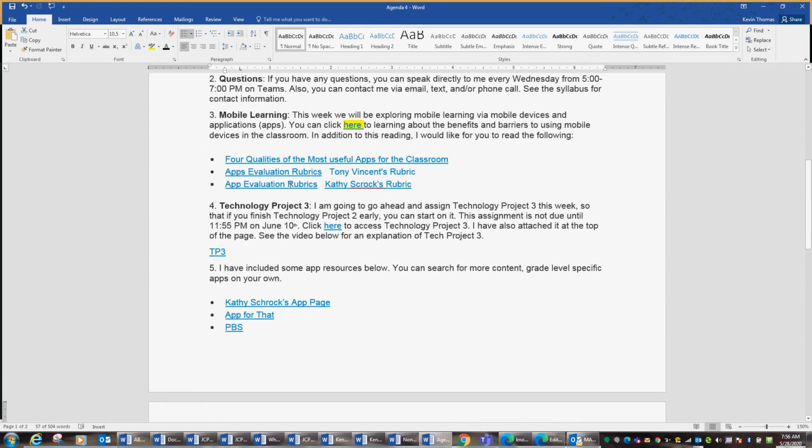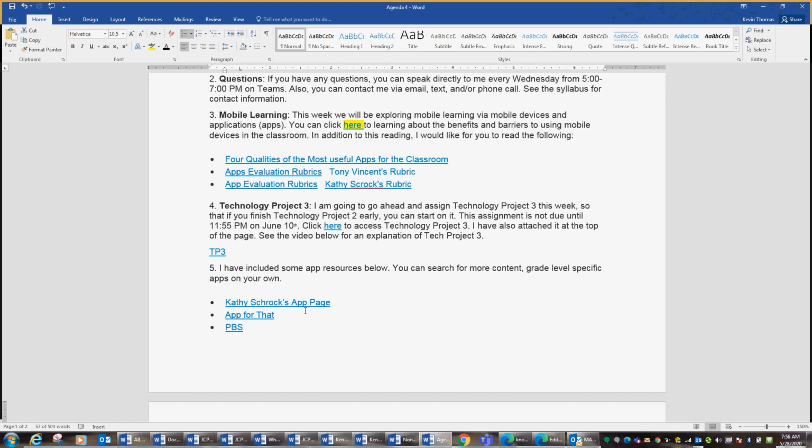So in addition to reading these, number 4, I'm going ahead and introducing Technology Project 3. I know you're still working on Technology Project 2, but for those of you who may be go-getters and be finished, this is an opportunity for you to get ahead on this. And we'll continue to work on this next week. This is not due until June 10th, so 2 weeks from now.